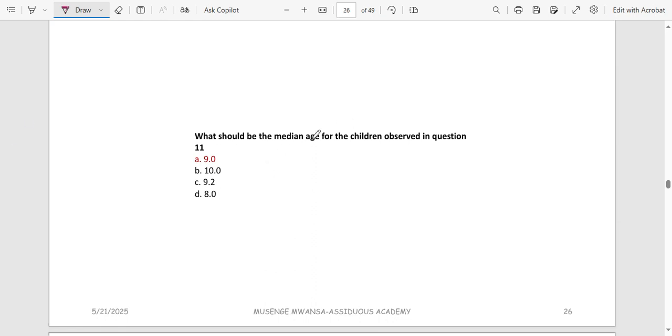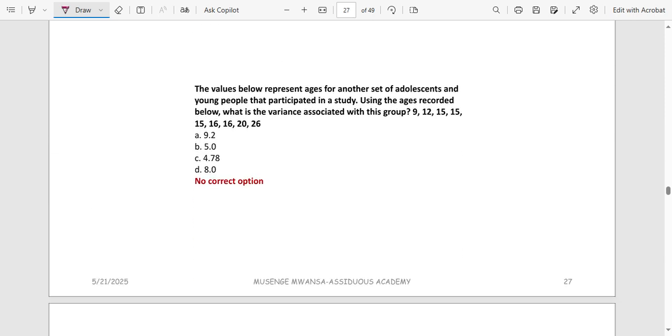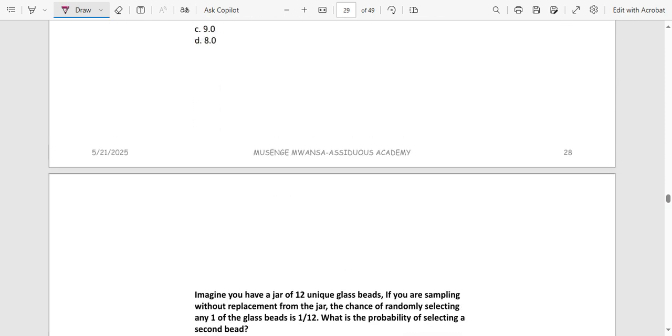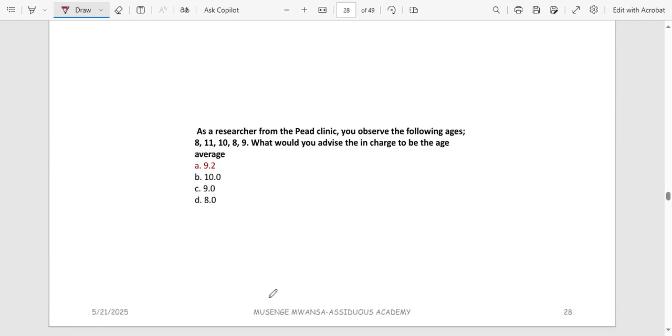What should be the median age for the children observed in question 11? Why did I swap these questions? Okay, let me see how they put the question. I think I had swapped the questions. Question 11 is asking about a researcher. So this was supposed to be question 11: as a researcher from the PID clinic, you observe the following ages: 8, 10, 8, 11, 10, 8, 9.